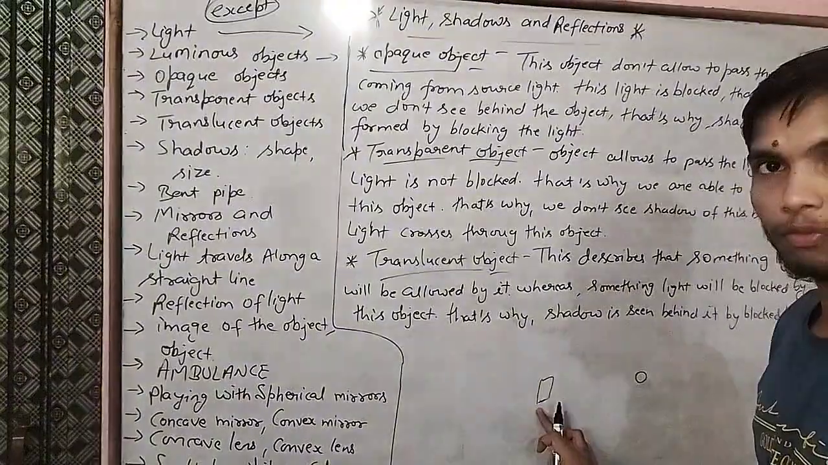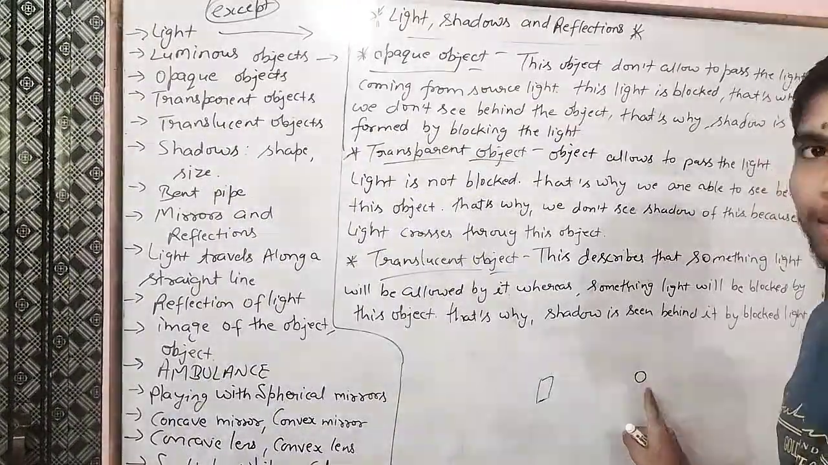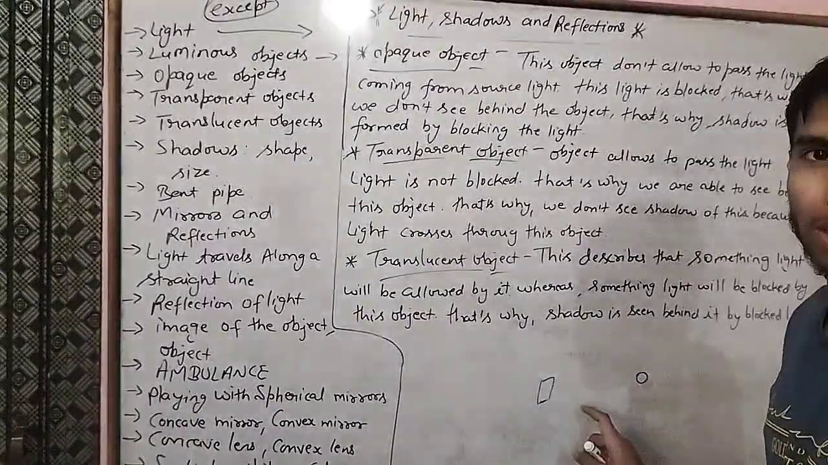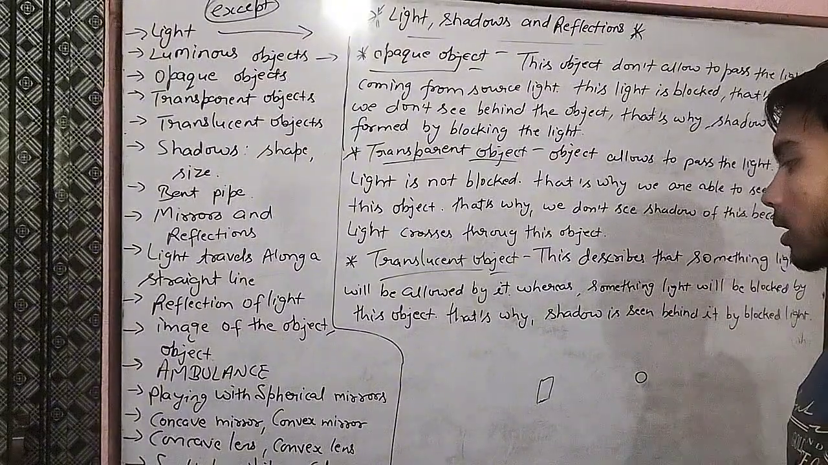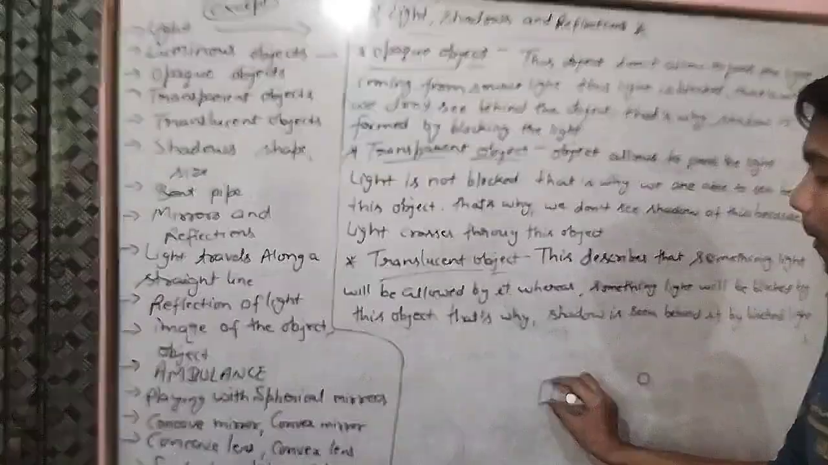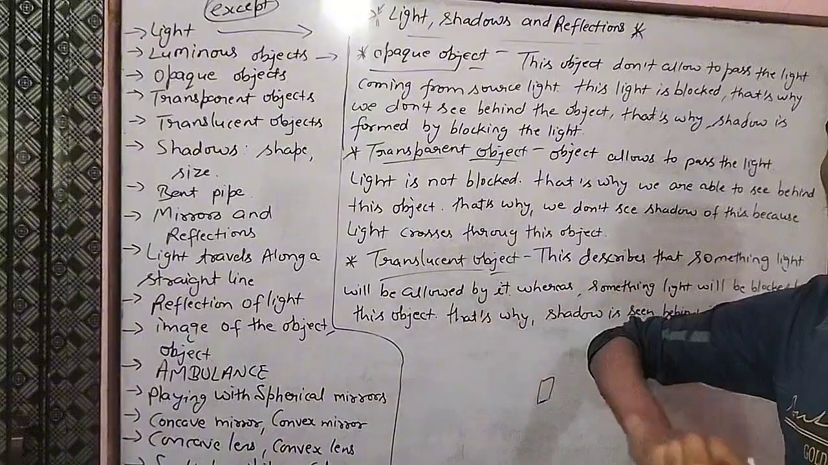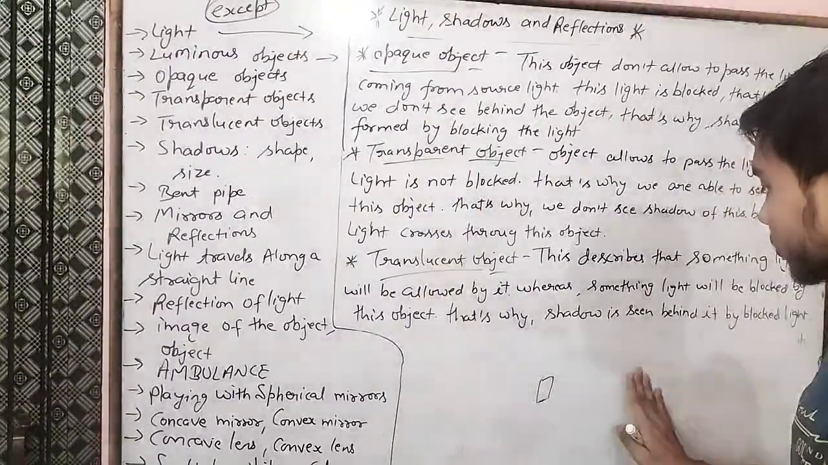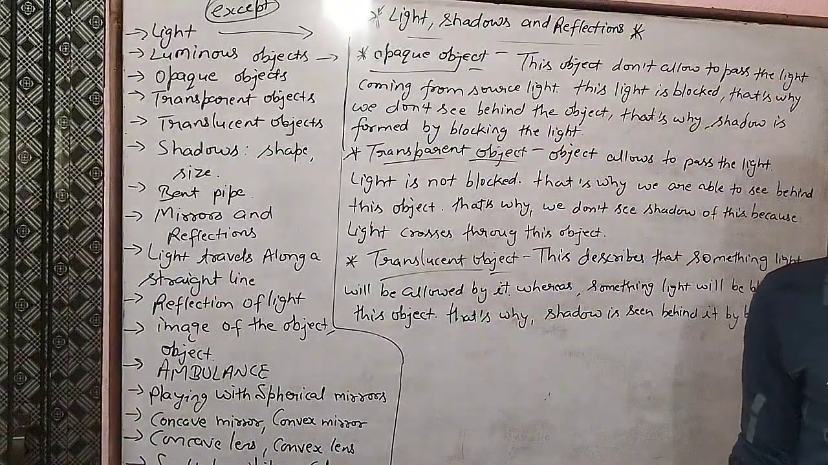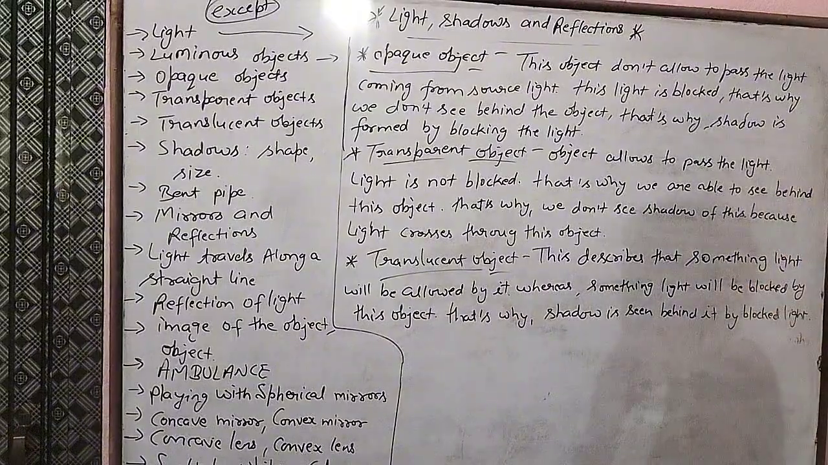Now the size of the shadow of this object will be smaller, because we put the source light far, more far. As much as farther we put the source light, the size of the shadow of this object will get smaller. Okay, so it depends on the distance between the source light and the opaque object. Clear?